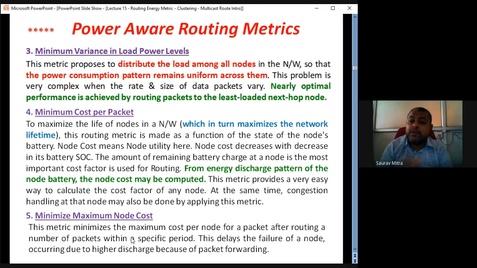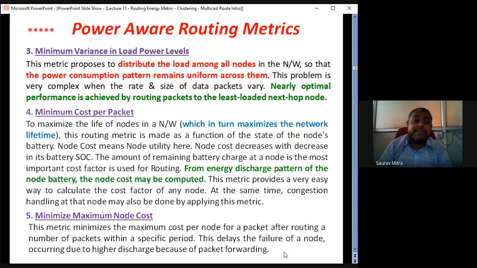See, all these points are very close. As long as you are not reading it repeatedly, you will not be able to understand or get the sense of it. So this metric minimizes the maximum cost per node for routing a number of packets within a specified period. This delays the failure of a node occurring due to the higher discharge because of packet forwarding.